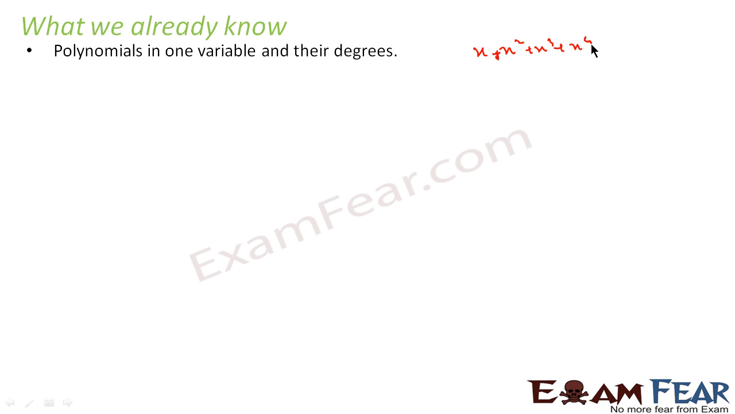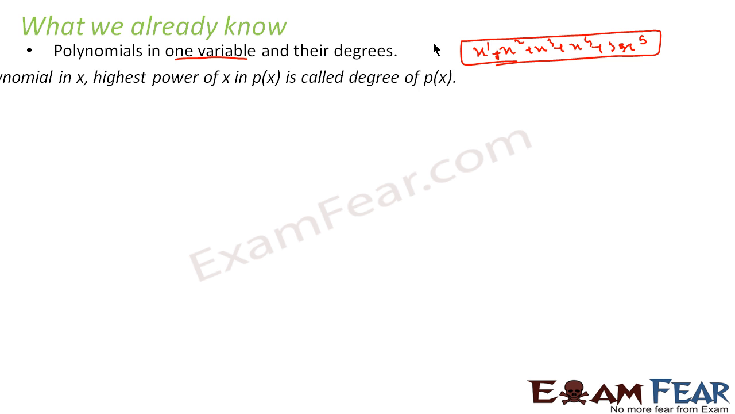Before we study, let's try to recall what we already know. We know polynomial in one variable and their degrees. A polynomial in one variable is something like x, x square, x cube, x4, 3x5. Anything of this form where it's one variable. If you see, the variable is only one, that is x. For example, this is degree 1, this is degree 2, 3, 4, 5, 6.